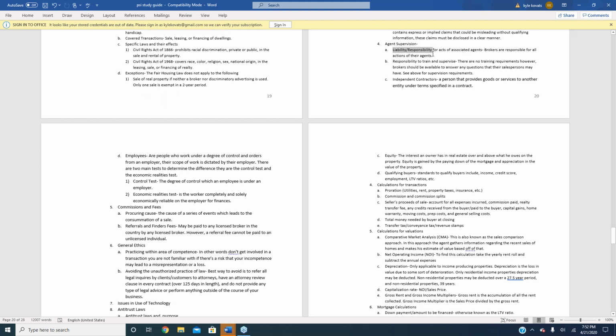Let's see, liability, responsibility of the agent. So the broker's responsible for all the agents in the office. If they do something wrong, the broker can be on the hook as well. So the broker's responsible for all the actions of their licensees.